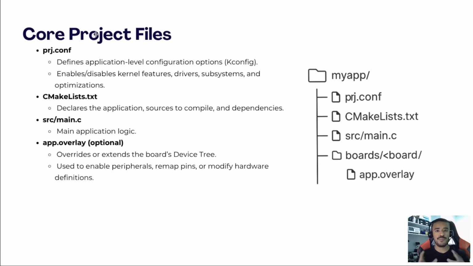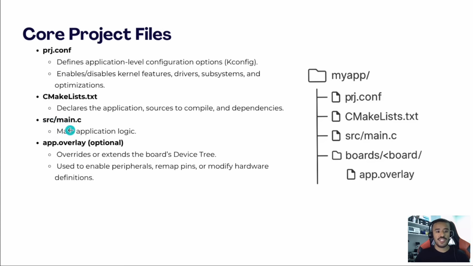A Zephyr application is built around a few key files. The first one is prj.conf. In this file, you enable logging, Bluetooth, or a specific driver by setting configuration options that I will show in our demonstration. We have the CMakeLists.txt that defines the application itself. It tells the build system which source files to compile and how the application is linked with Zephyr.